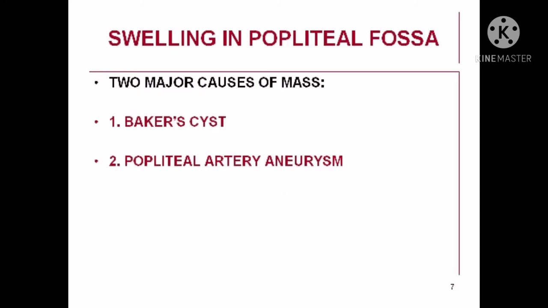Now some clinical relevances of the popliteal fossa. Any swelling in the popliteal fossa. There are two major causes of mass or swelling in the popliteal fossa. Number one is the Baker's cyst. Number two is the popliteal artery aneurysm.